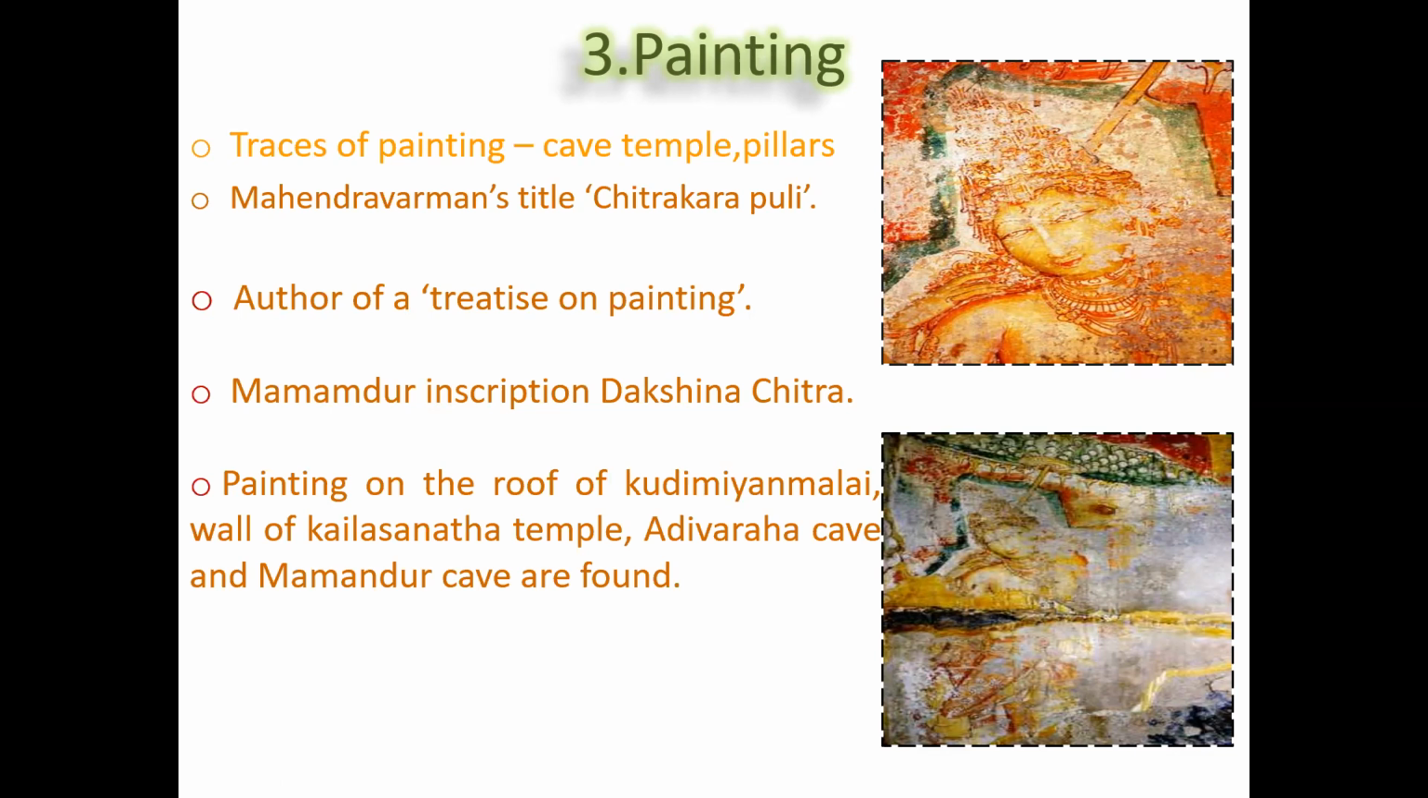Mahendravarman's taste for painting is depicted through his title Chitrakarapuli. He was the author of a treatise on painting. It is also proved by Dakshina Chitra, an inscription found at Mamandur. Traces of painting are found on the roof of Kudumiyanmalai, on the wall of Kailasanatha temple, and in Adivaraha cave and Mamandur cave, etc.